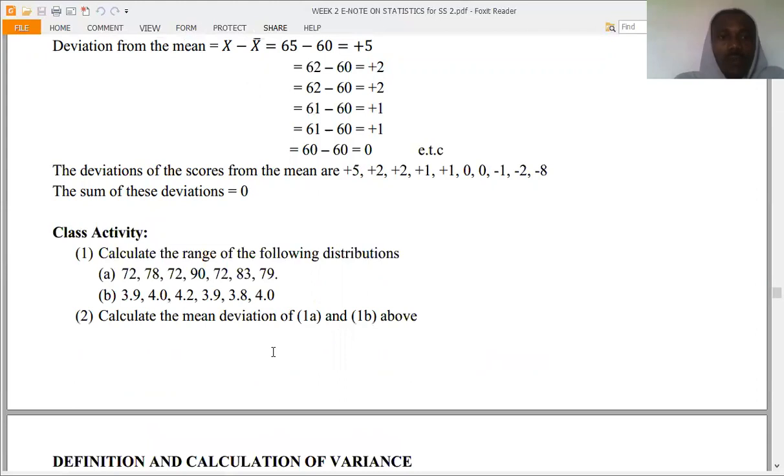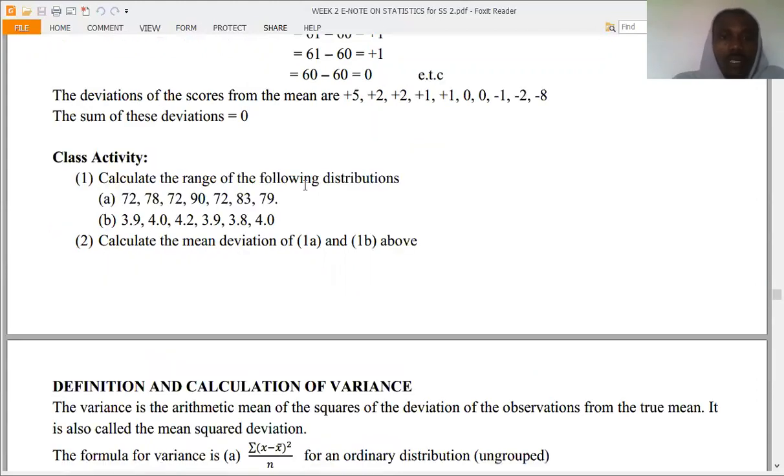Class activity 1. Calculate the range of the following distributions. A: 72, 78, 72, 90, 72, 83, 79. B: 3.9, 4.0, 4.2, 3.9, 3.8, 4.0. Question 2. Calculate the mean deviation of 1A above and 1B. Please pause this video, attempt these questions, and post the answers privately. I'll provide areas where you post different answers to each problem or activity.